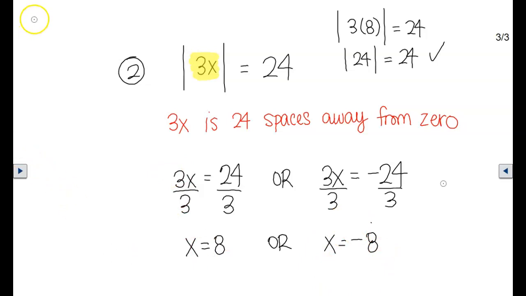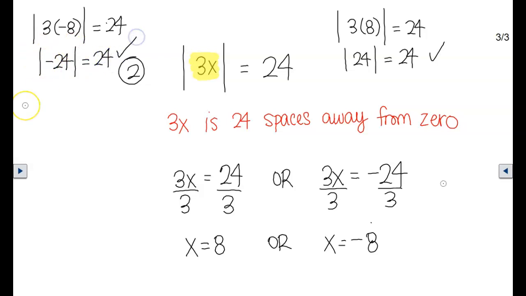And then I could take my x equals negative 8 and also plug it in for that x. I'm going to do that right here. So the absolute value of 3 times negative 8 is equal to 24. Now again, we would work out what's in these grouping symbols first. So 3 times negative 8 is negative 24. Is the absolute value of negative 24 equal to 24? Yes. So x equals 8 and x equals negative 8 are the two values that x could have, so that the absolute value of 3 times x can be 24.